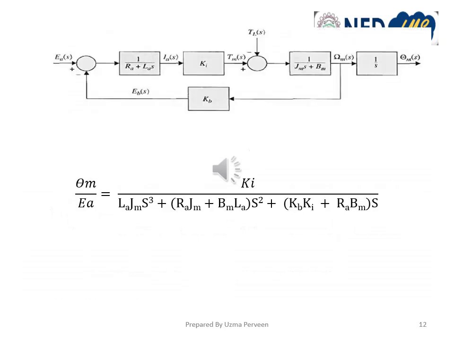You can find theta m upon Ea, that is the angular displacement upon Ea transfer function, simply by simplifying this block diagram. I hope you will be able to solve this block diagram after this lecture. And you can also find velocity upon Ea, or omega m upon Ea, by using this block diagram if you want to take velocity as the output variable. So I've just written the expression for theta m upon Ea. You can also evaluate it for omega m upon Ea.